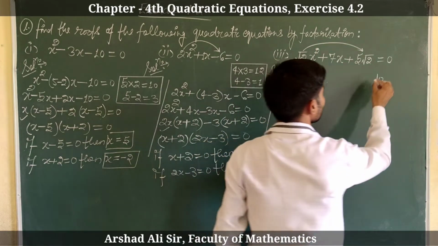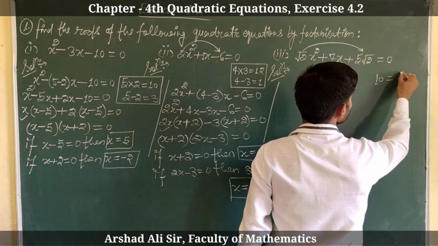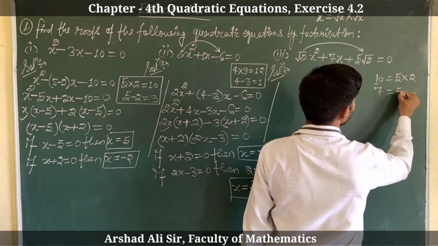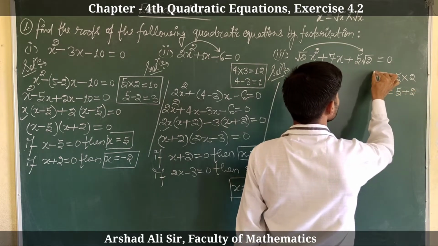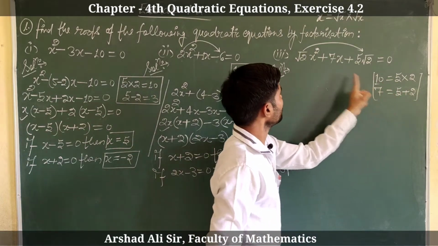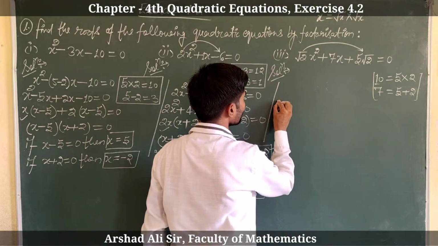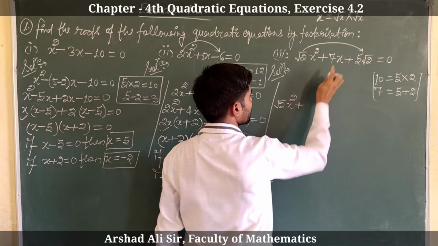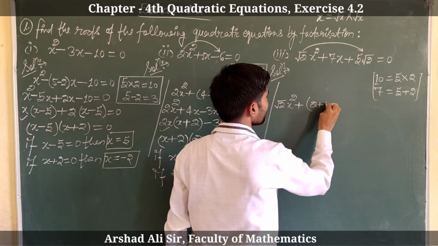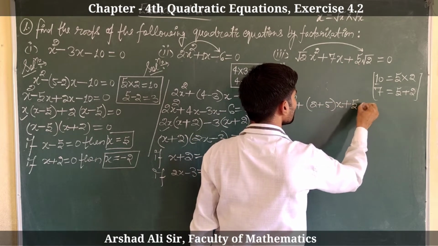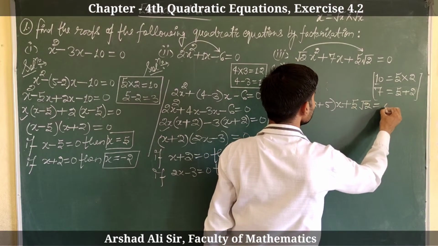Now 10 is equal to 5 multiply 2, 7 is equal to 5 plus 2. Okay, 5 2s are 10 and 5 plus 2 will be 7. Now we can solve root 2 x square plus, we can write 2 plus 5 into x plus 5 root 2 is equal to 0.